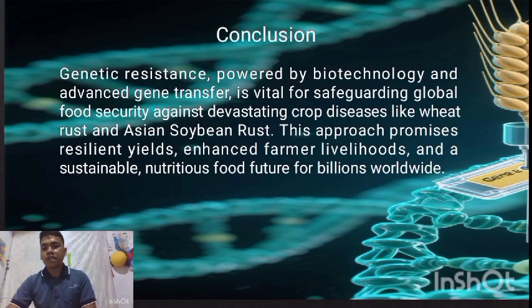Conclusion: genetic resistance powered by biotechnology and advanced gene transfer is vital for safeguarding global food security against devastating crop diseases like wheat rust and Asian soybean rust. This approach promises resilient yields, enhanced farmer livelihoods, and a sustainable, nutritious food future for billions worldwide.